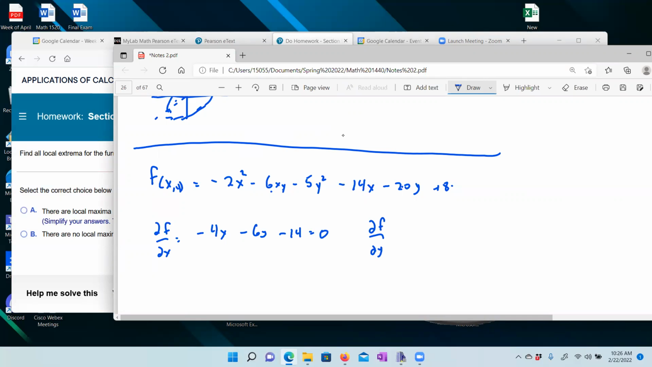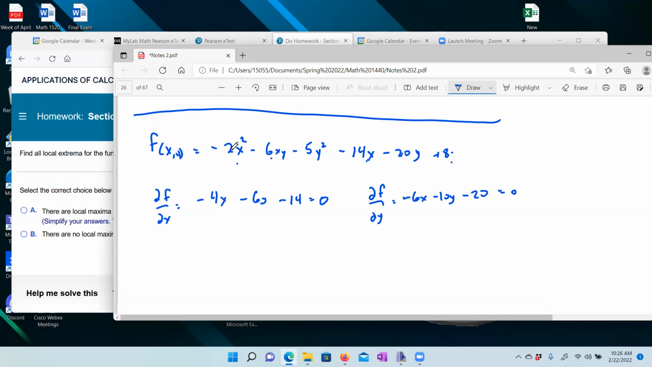df dy, okay, so take the partial with respect to y. 0, we have -6x. We have -10y, right here, -10y. This one's 0, this one's -20. This is 0, and we're good. We're going to solve for 0 in a minute.